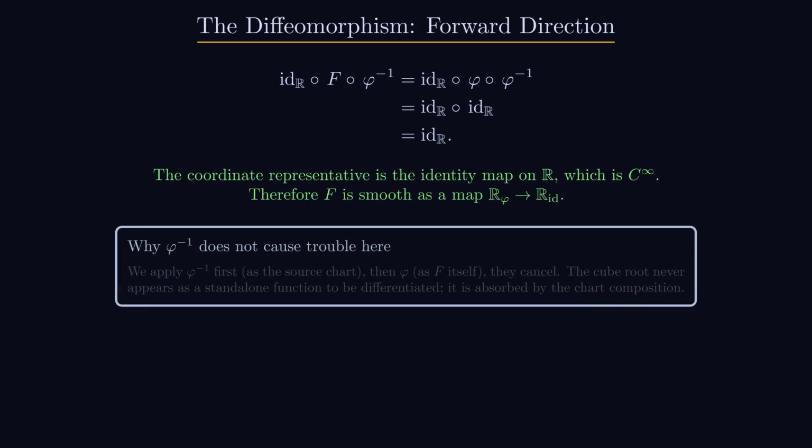The reason phi inverse does not cause the same problem here as it did in part 2 is the following. In the transition map computation, phi inverse appeared as a standalone function to be differentiated. It was the map from the phi chart back to the identity chart, and the cube root function sat there unprotected. Here, phi inverse appears first as the source chart, and then phi appears immediately as F itself. The two cancel before any differentiation is performed. The cube root is completely absorbed by the composition. The same cancellation mechanism applies in the reverse direction.